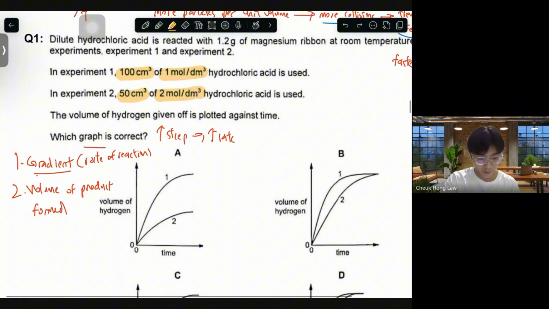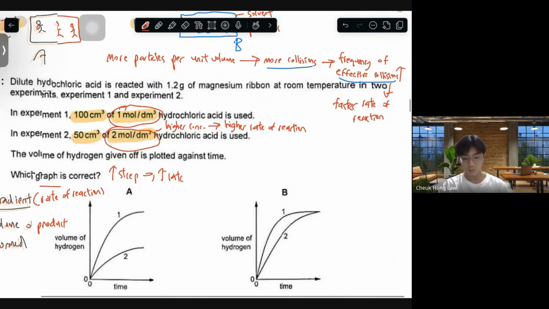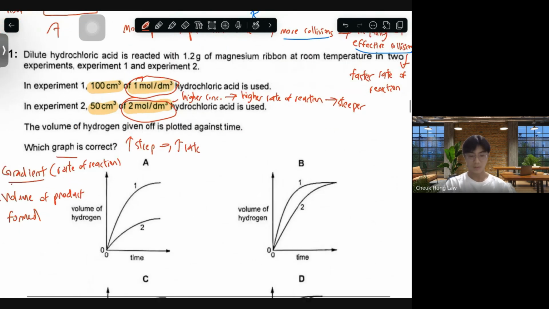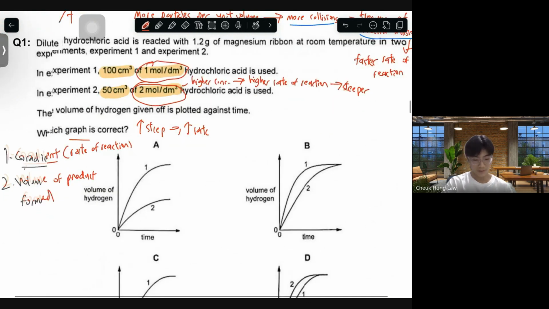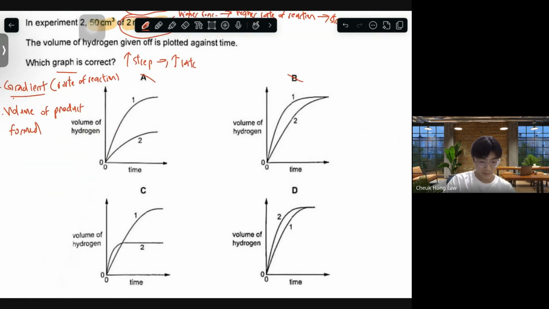But let's look at which one should be steeper. The factor that affects rate of reaction here is concentration, in mole per dm³. So obviously experiment 2 has higher concentration, so we know that it has a higher or faster rate of reaction. So experiment 2 should have a steeper graph. So I can immediately eliminate A and B, because in A, number 1 is steeper, and in B, number 1 is steeper also. So this is wrong.